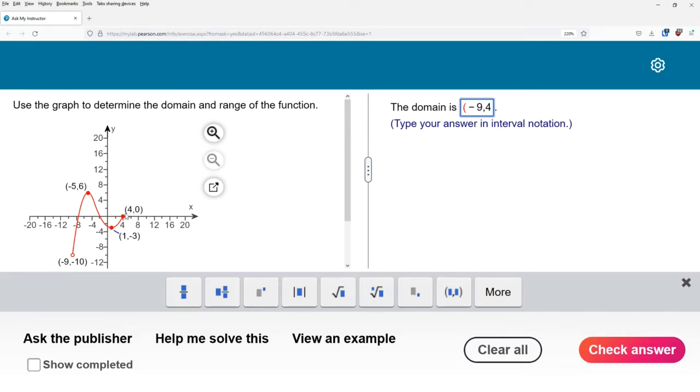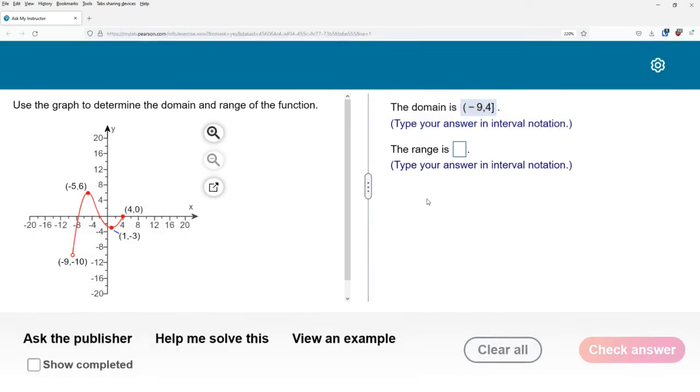And I'm going to use a bracket because of this being an included circle, a closed circle, and I'm using the keyboard to type the bracket, and we've got that one correct.